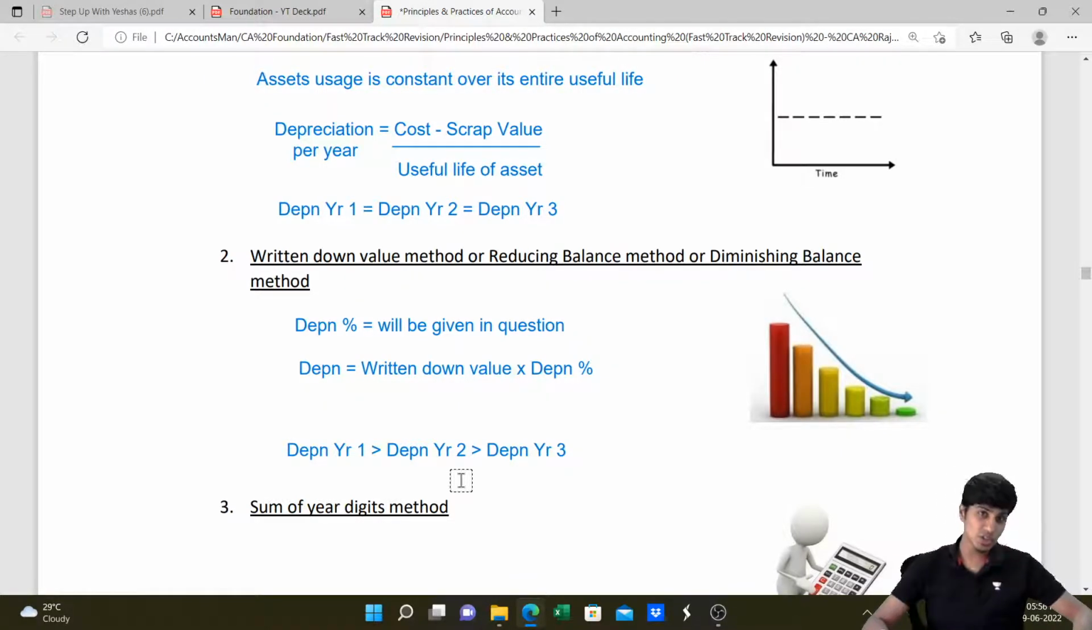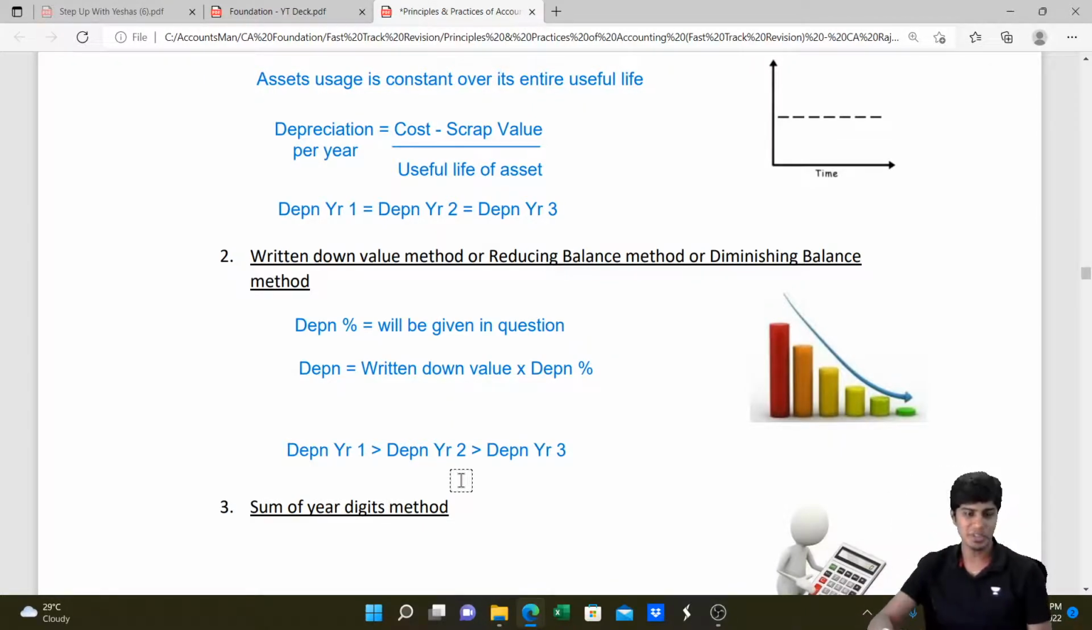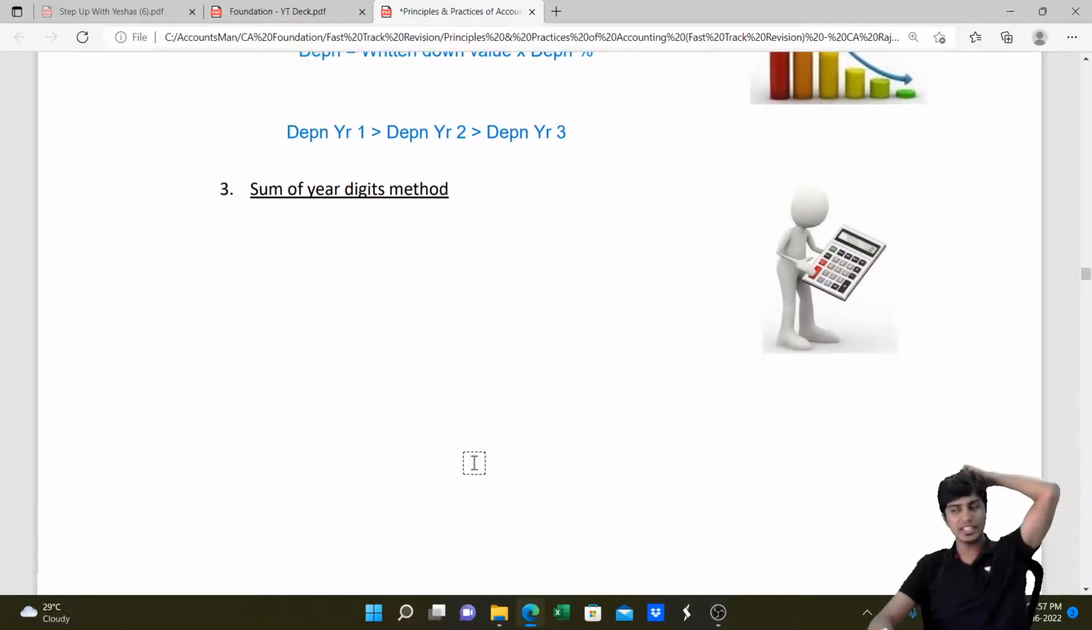And if the asset is used for the entire year, only then is the depreciation charged for the entire year. So depending upon the period for which the asset is used, depreciation is to be computed. I hope you will remember this part. Got it, guys? Then we have the sum of year digits method.